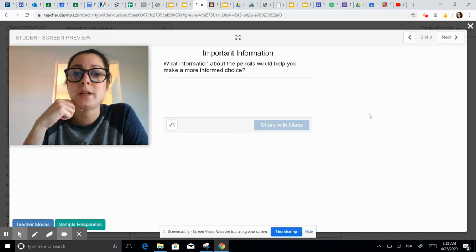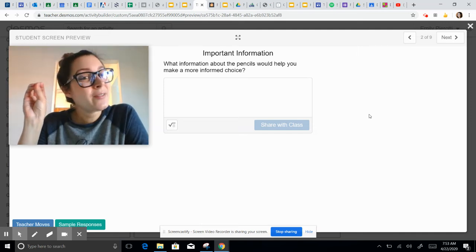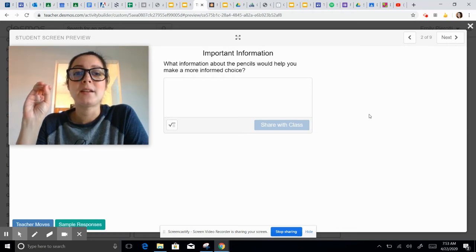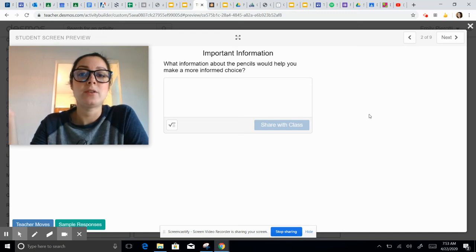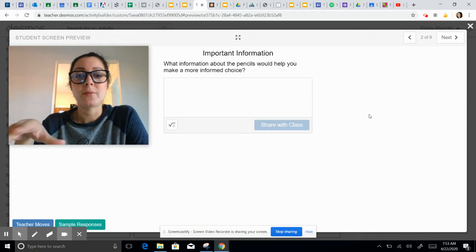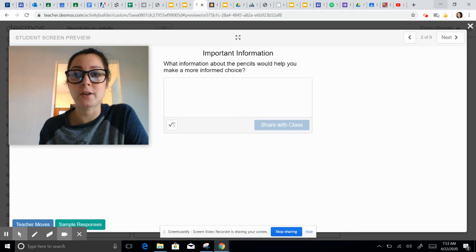Important information. What information about the pencils would help you make a more informed choice? This one might be slightly obvious, maybe not, but think about if you were buying those pencils at the store, what would influence your decision? What information would you need to know in order to make the best purchase? You're going to write in that response here and then click share with class.